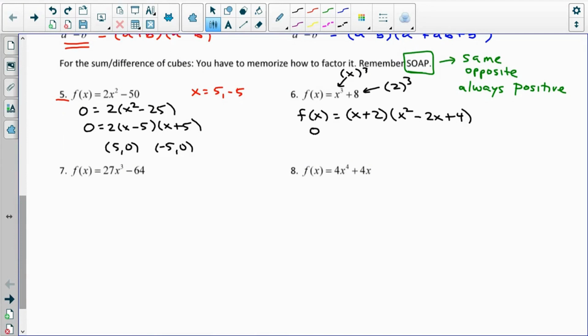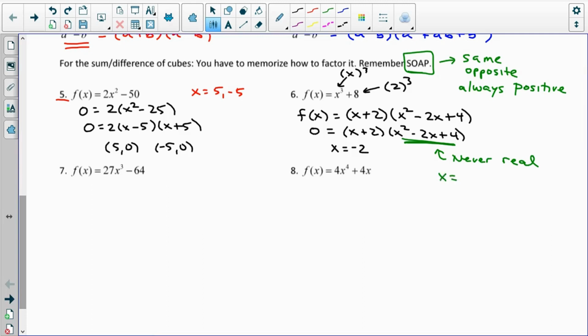Oh, I need to finish it. So if 0 equals this thing, the x-intercepts are at negative 2, and the answers to this, which are never real. These are never real. So they're always imaginary. And what I'm going to end up with when I do this, I'm only going to do it once. On 7 and 8, you're just going to have to trust me just for the interest of time.